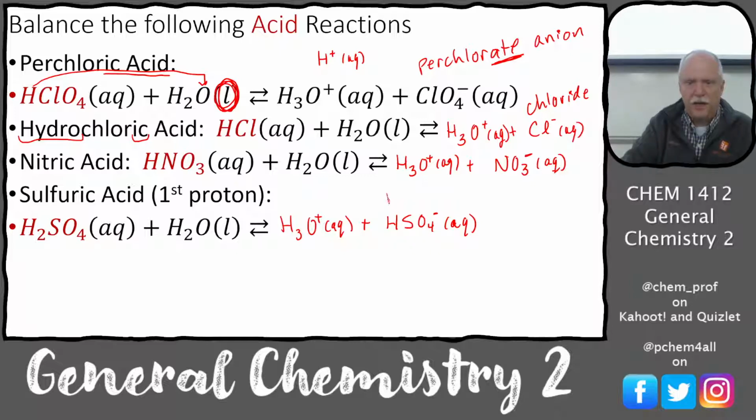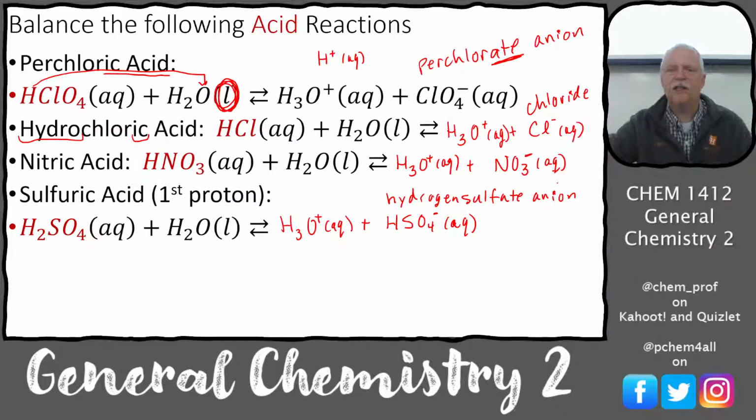And this one would be called the hydrogen sulfate anion, just to show that it's got the hydrogen on it. If you just wrote the sulfate anion, that'd be SO4 2 minus, with all the hydrogens missing.